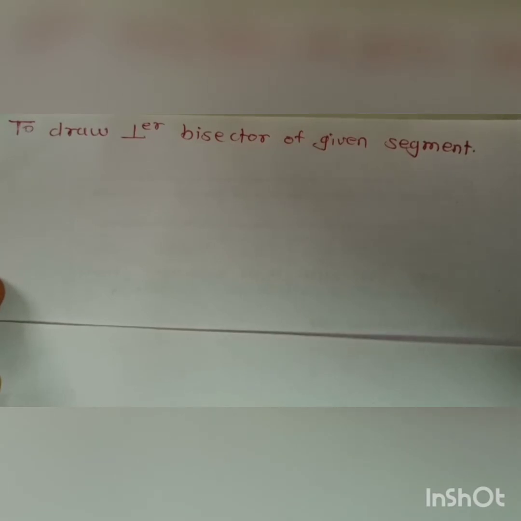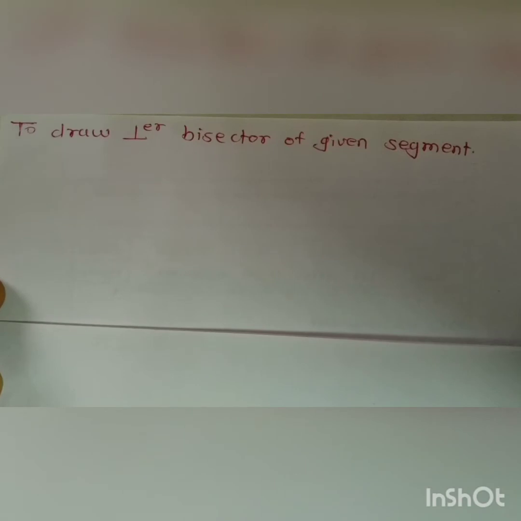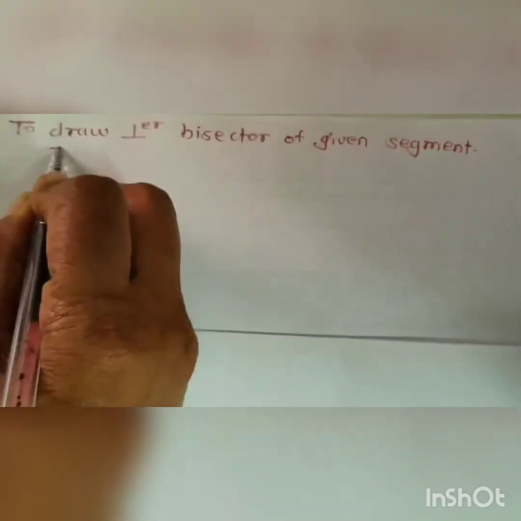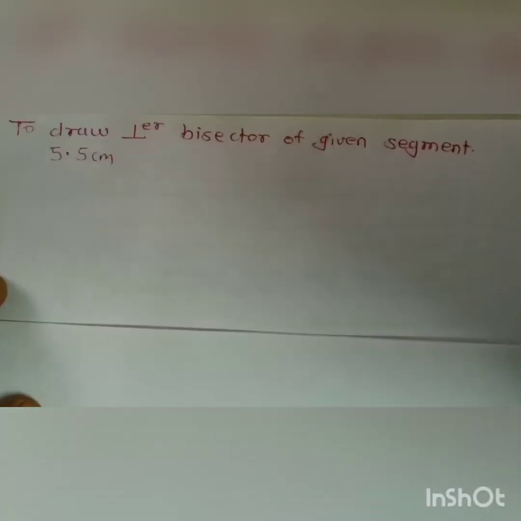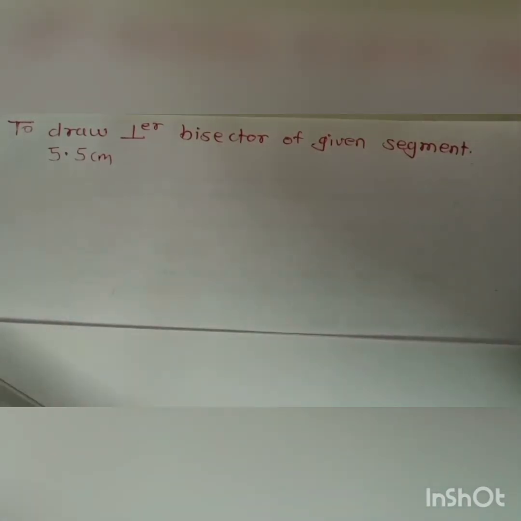In this, a segment of given length is given and we have to draw that segment and bisect that segment. Bisector means two equal parts, and also that line is perpendicular to that segment. Suppose we have a given 5.5 centimeter segment and we have to bisect it. Now how to construct that segment? See here, 5.5.